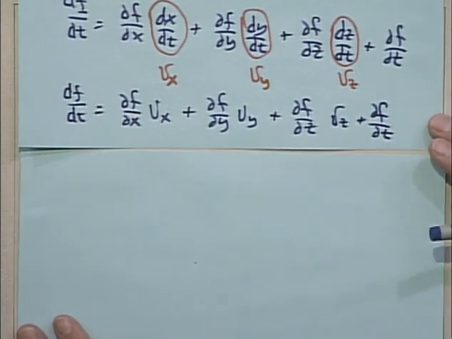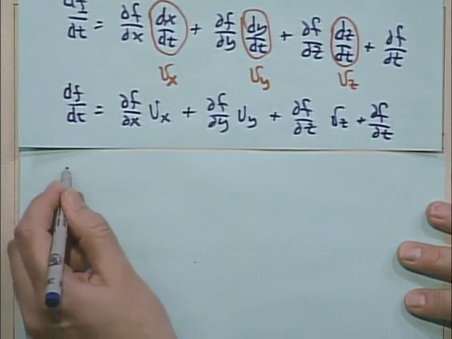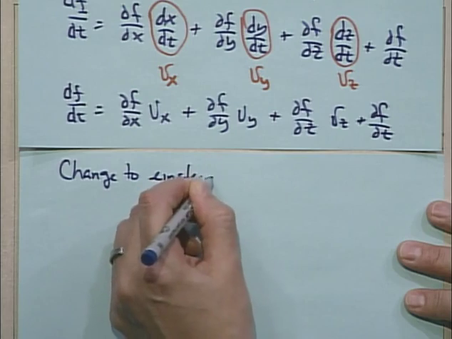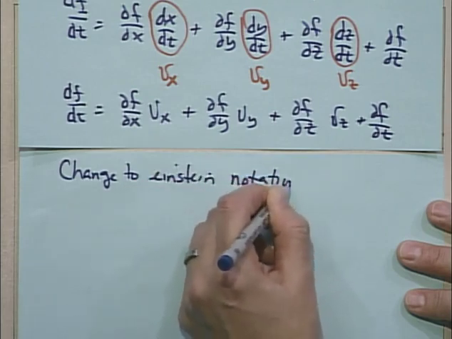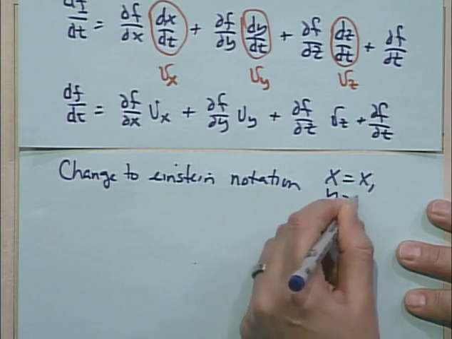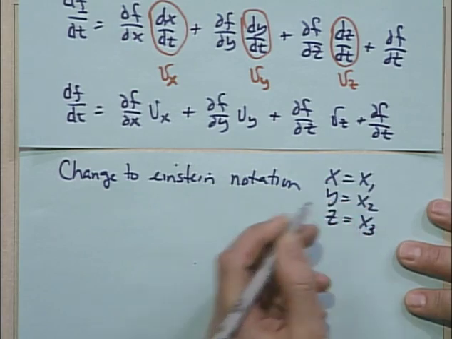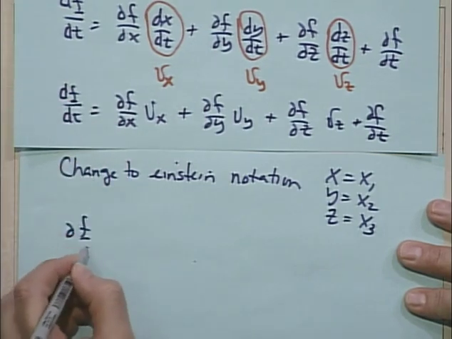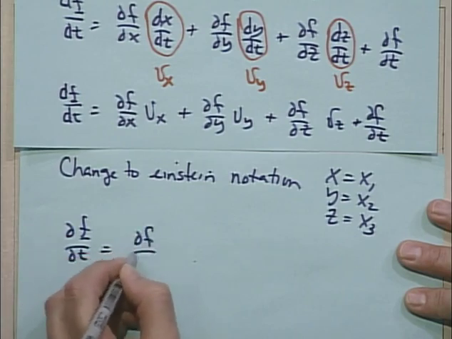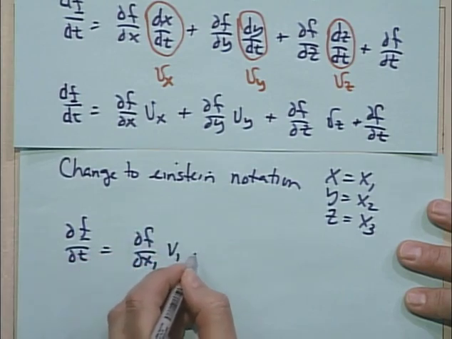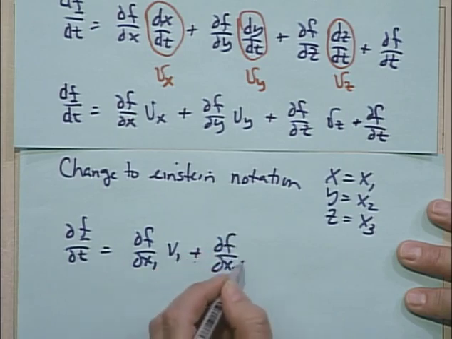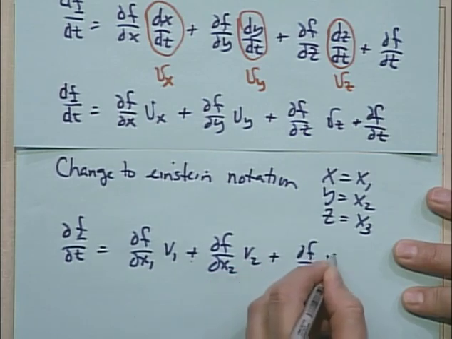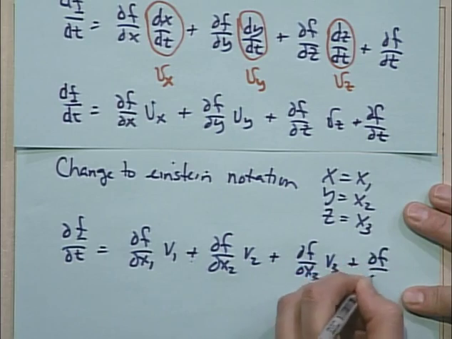We can maybe recognize this in Einstein notation. Let me change it to Einstein notation. x will be x1, y will be x2, z will be x3. This is a vector f here. This is d vector f/dt equals df/dx1 v1 plus df/dx2 v2 plus df/dx3 v3 plus df/dt.